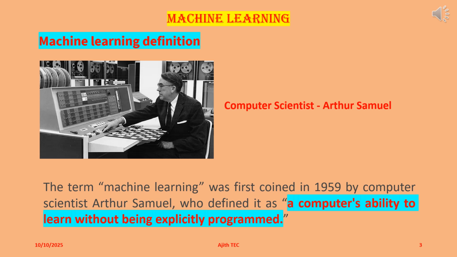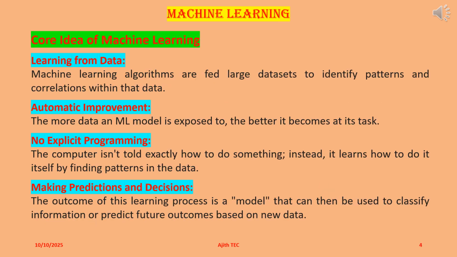Machine learning definition. The term machine learning was first coined in 1959 by computer scientist Arthur Samuel, who defined it as a computer's ability to learn without being explicitly programmed. Core idea of machine learning. The core idea of machine learning can be described with the following key concepts.